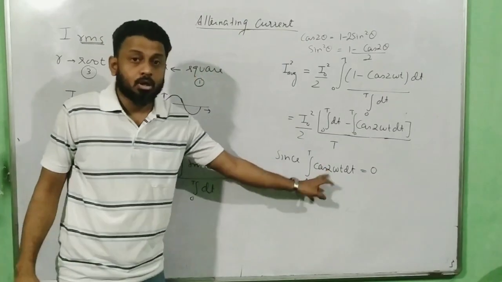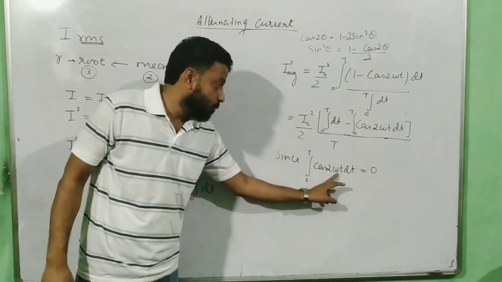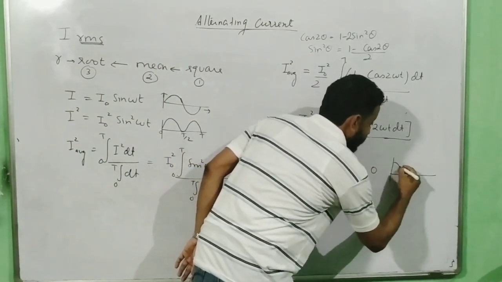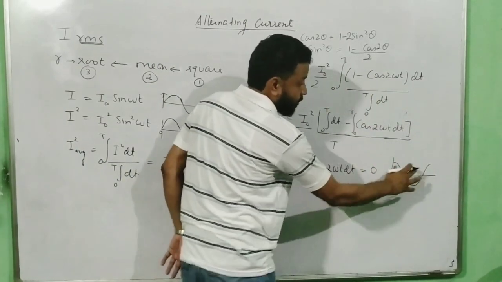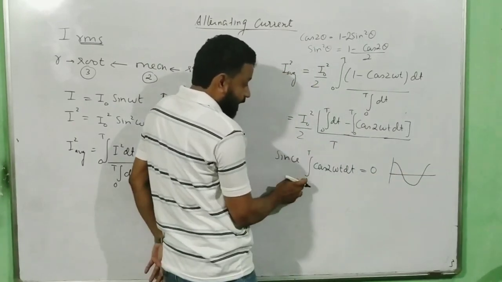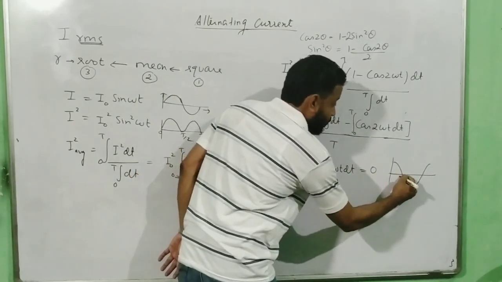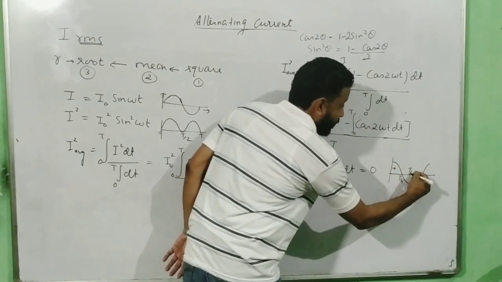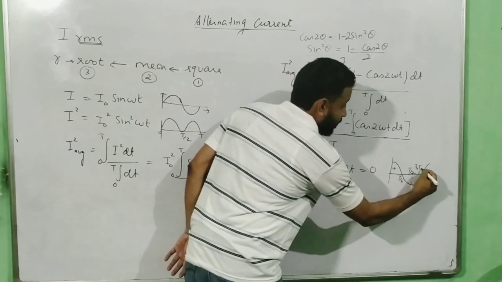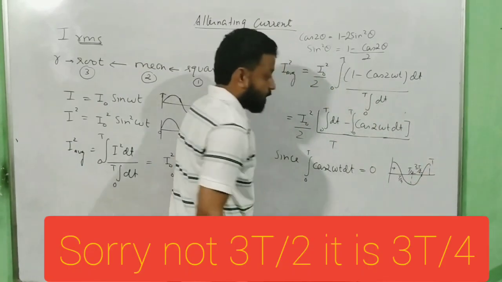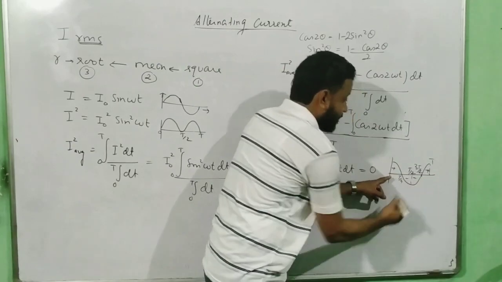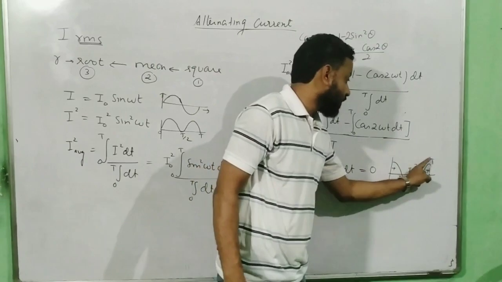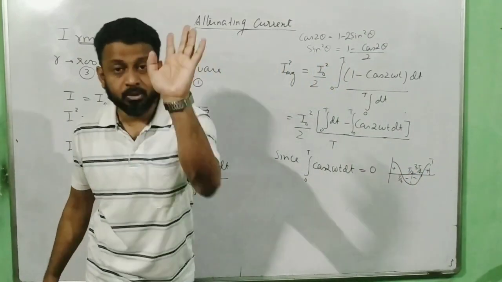Now why is it 0? Remember, this is cos 2 omega t, not square. That means the graph will look like this. This is a cos function. When you find the area from 0 to T/4, that is positive area. Then from T/4 to T/2, then 3T/2, and then T. So positive, this 2 and this. See, this cancels, this cancels. So for a cos function over a full cycle, the average value is 0.